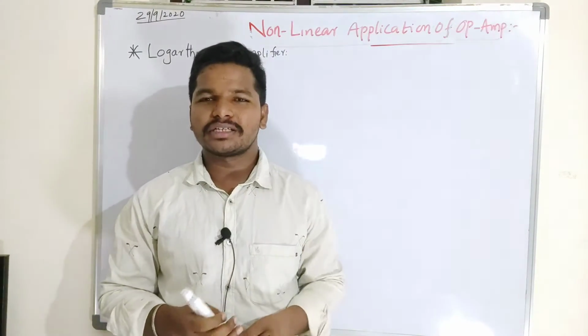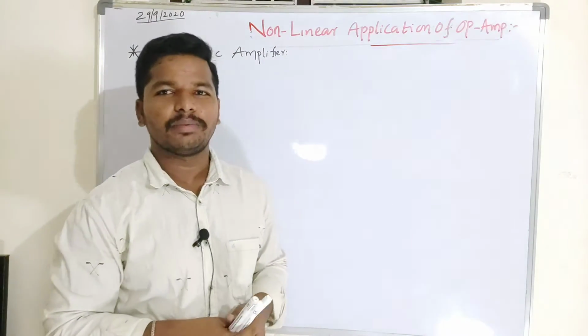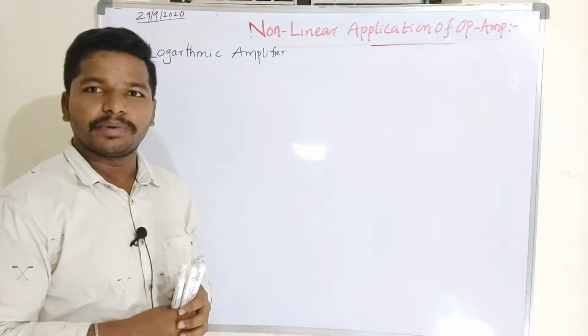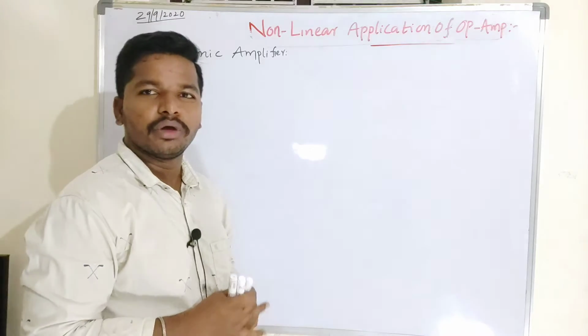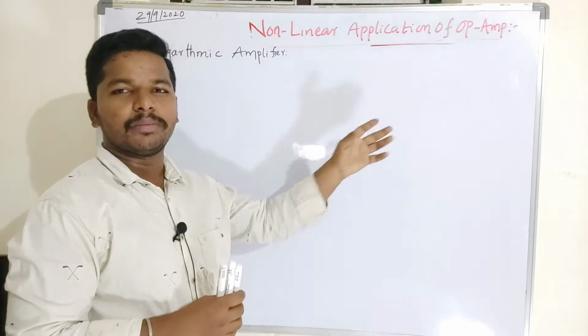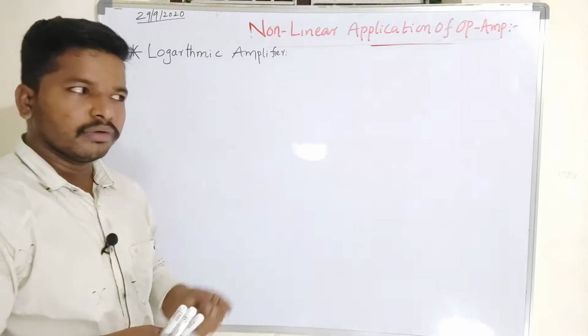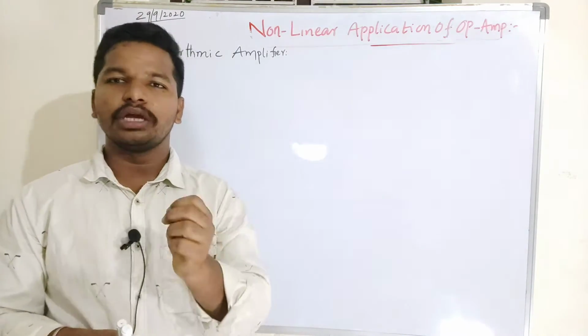So we have started discussing operational amplifiers. We have covered the linear applications of operational amplifiers. Today we are discussing the non-linear applications. In the non-linear applications, we have completed the discussion about the precision diode, which is very useful when we have smaller variations in the input signal.